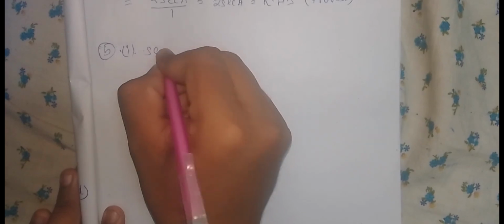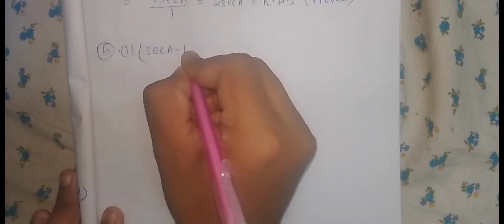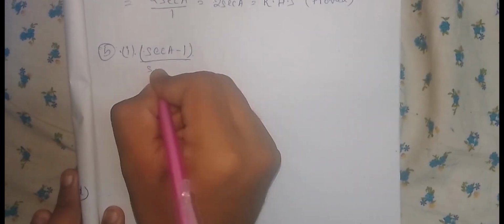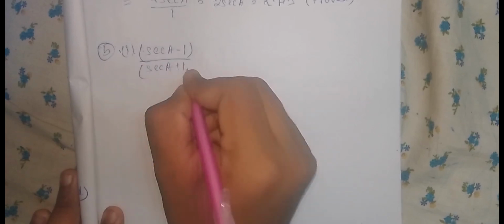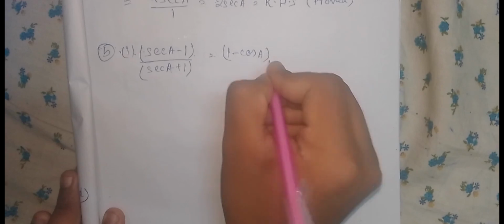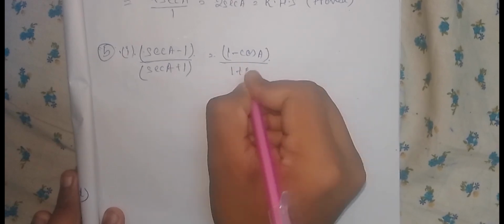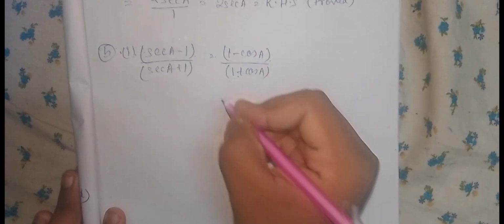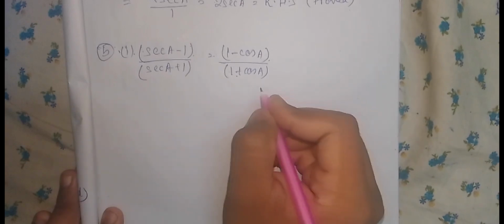So we will move on to our next type of sum, next part, the fifth sum, that is (sec a minus 1) divided by (sec a plus 1) equals (1 minus cos a) by (1 plus cos a). We have to prove this.